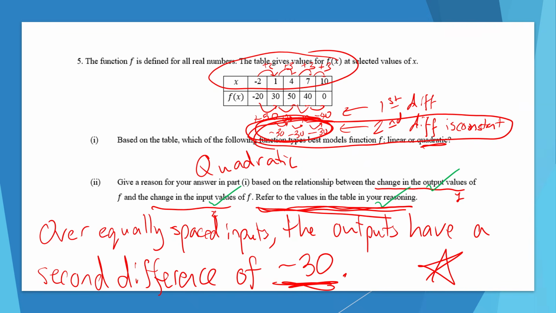Now, if it was linear, you would say pretty much the exact same thing: over equally spaced inputs, the outputs have, and then you would say first difference of, and then whatever it is, meaning if it's linear, those numbers would all be the same. There would be no reason to find a second difference at that point.